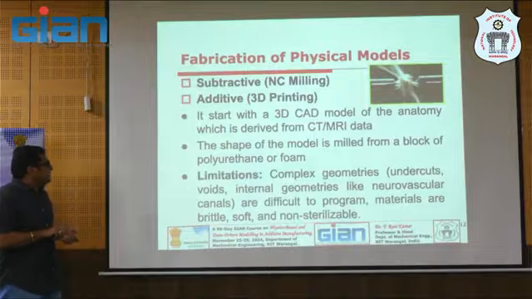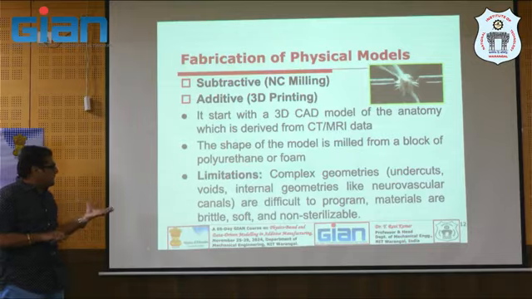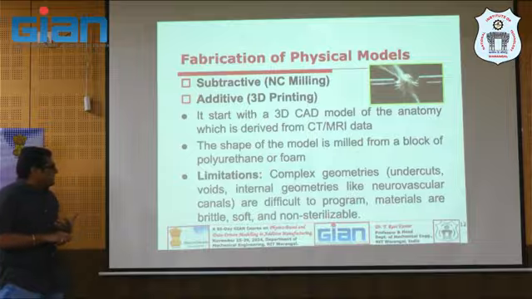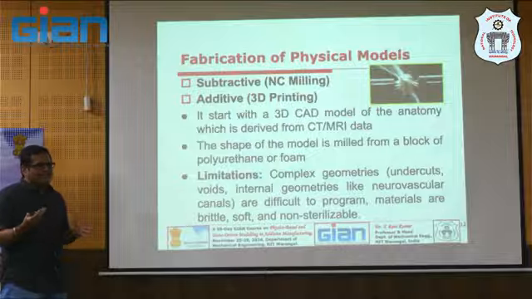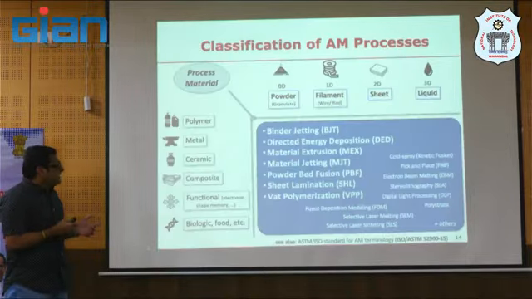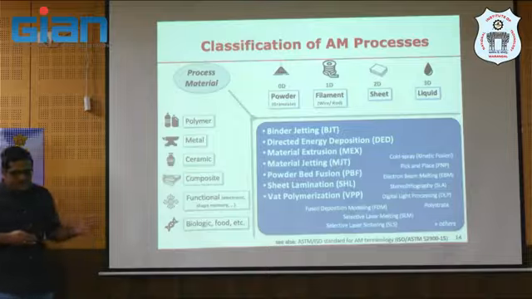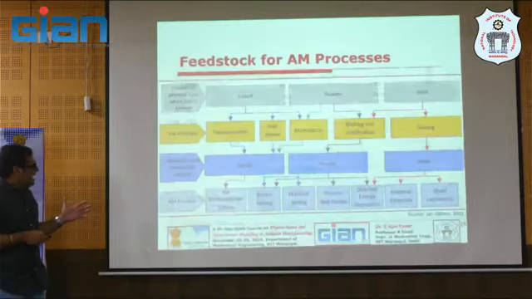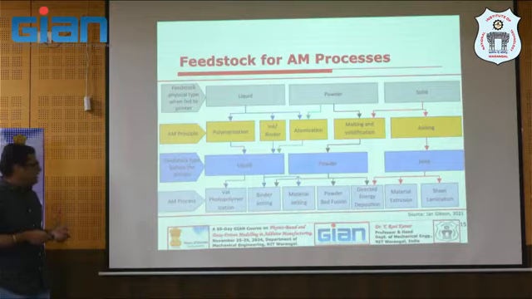That's where all these complex geometries come in: you have a lot of undercuts, voids, and internal geometries like neurovascular or any bio anatomy, which is a patient anatomy. So it's very complex, right? It's very difficult to do with conventional traditional manufacturing methods, but without any additional cost, you are able to do this. And coming to materials, yes, we discussed this in the first lecture also, so I don't want to repeat this slide. And you have AM processes, which we have been discussing for the past 4 days.